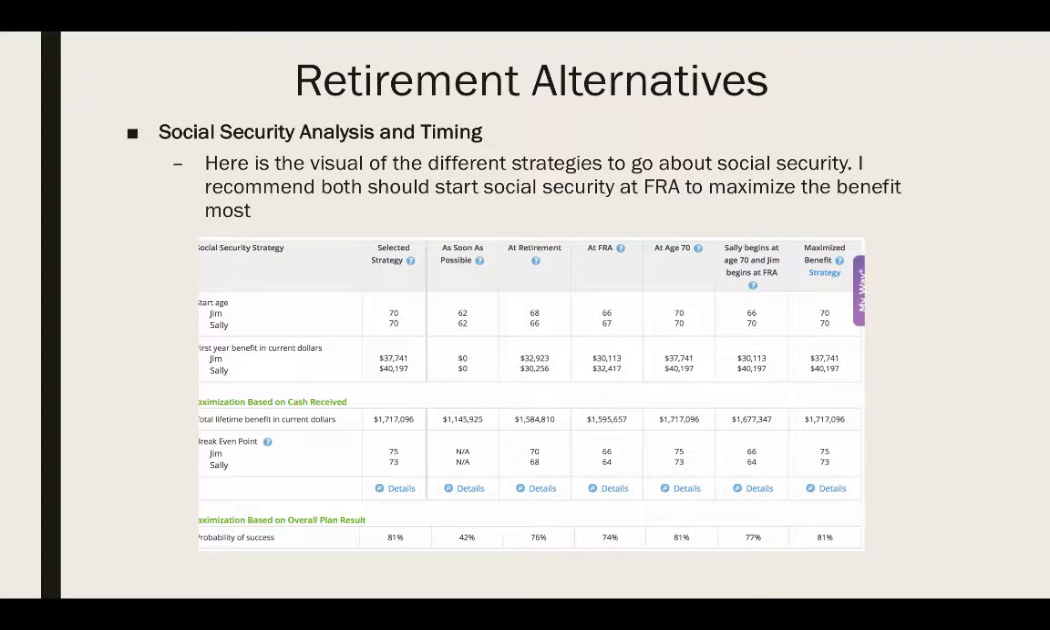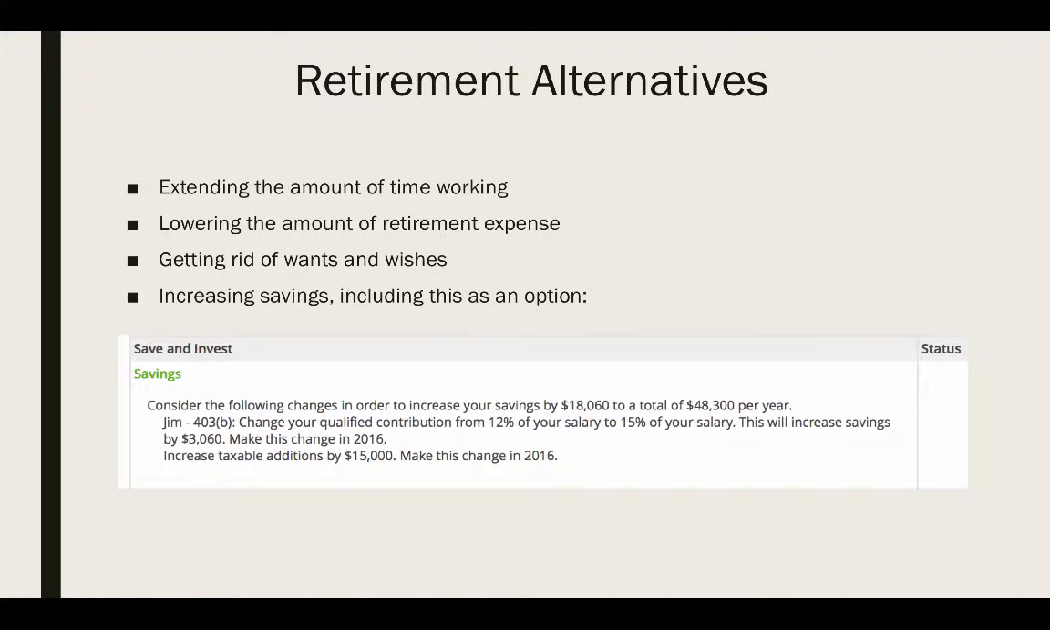Here's some more retirement alternatives. Here's the Social Security analysis and timing. It gives you a good look at all the different possibilities that they can do. And honestly, the best one that they can go with is at age 70. At age 70, they will be able to reach the maximum benefit that they can get in Social Security. Here's some retirement alternatives that I saw throughout.